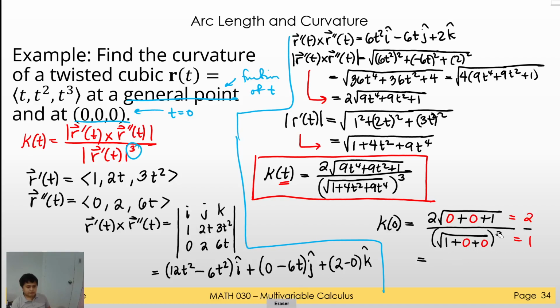So we have here 2 as our curvature when t is equal to 0. Okay. So that's it. So you can try answering the exercise now.